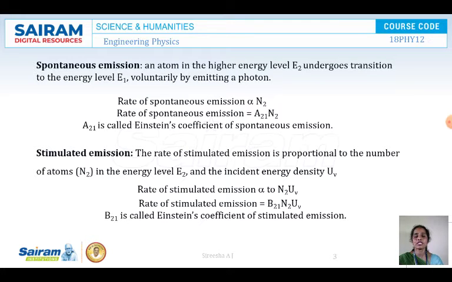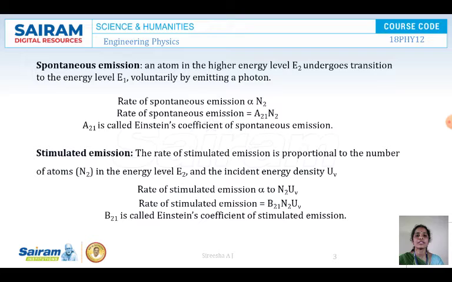Next, we have discussed spontaneous emission, an emission in which an atom transits from a higher energy state E2 to E1 without any external agency. That means it happens by its own, without any external source. The rate of spontaneous emission is proportional to N2. That means more spontaneous emission occurs when there are more atoms in the higher energy state N2. Spontaneous emission doesn't require any external source. It comes voluntarily, on its own.